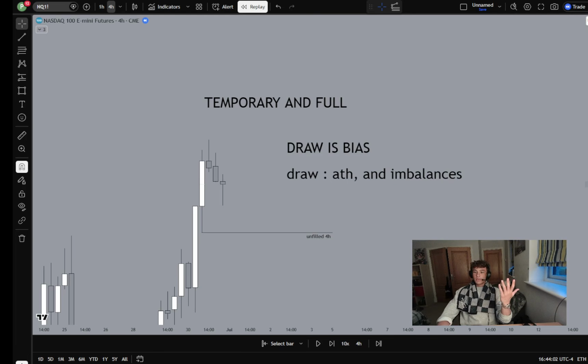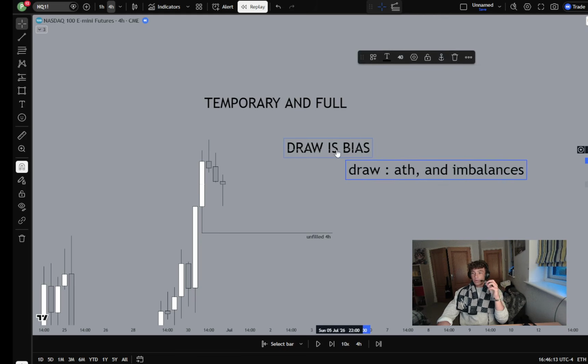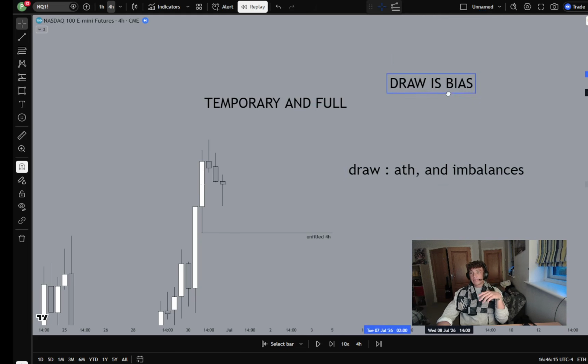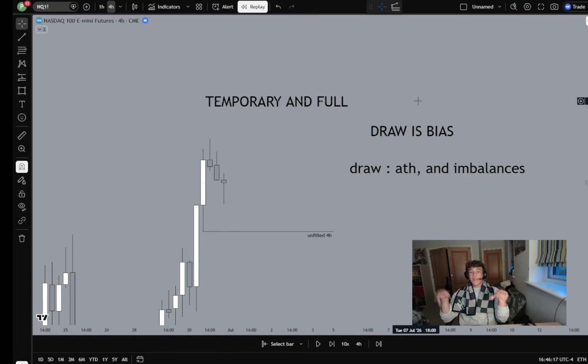So, I wrote some things out, as you can see, temporary and full. That's what we're going to divide the bias into, and then we say this. People always are yapping about bias. Daily bias. Bro, forget the daily bias and focus on draw. Because all bias is where price wants to go. But how do we even know where price wants to go? Is by identifying draws, okay?